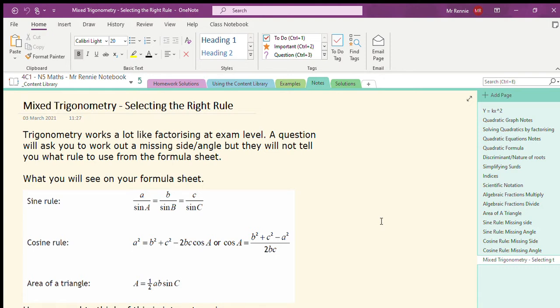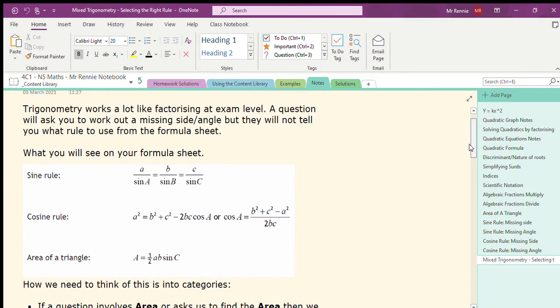So a question would just say find the missing angle or missing side. However, they would not tell us which rule to use. The good thing, however, for us is we are given the rules on the formula sheet. So I'm just going to show you what your formula sheet would look like.